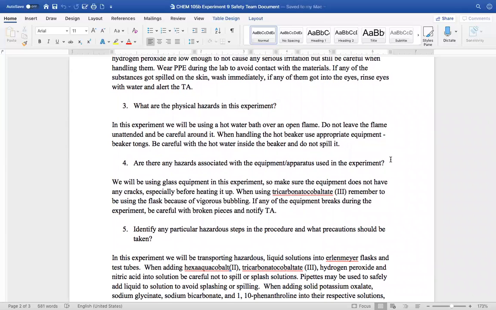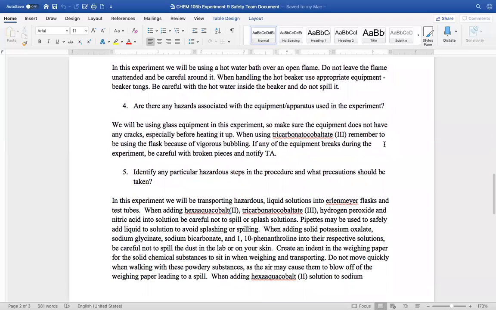The physical hazards in this experiment involve the hot water bath that will be heated over an open flame. Do not leave the flame unattended and be careful around it. When handling the hot beaker, use appropriate equipment and try not to spill it.